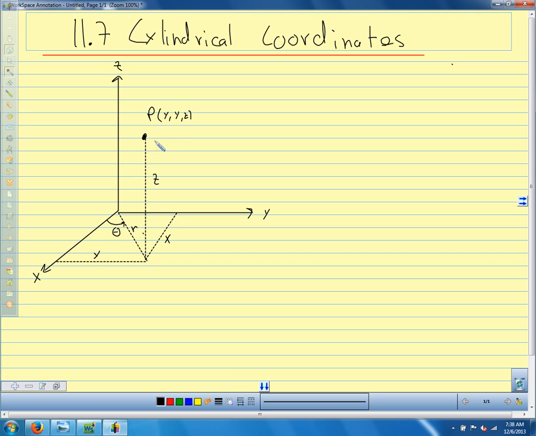And in cylindrical coordinates, we have our point r theta z. If we project the point directly down onto the xy plane, the point we have down here in the xy plane is given by r and theta, our polar coordinates, and then we just go up z units to our point above the xy plane.